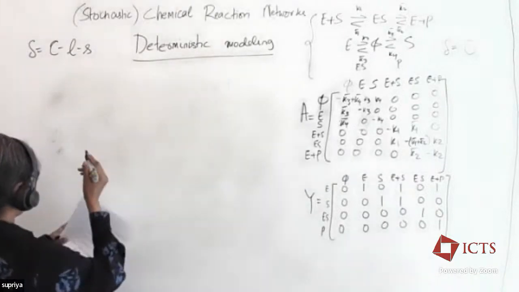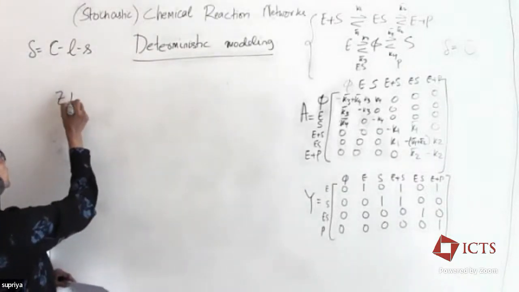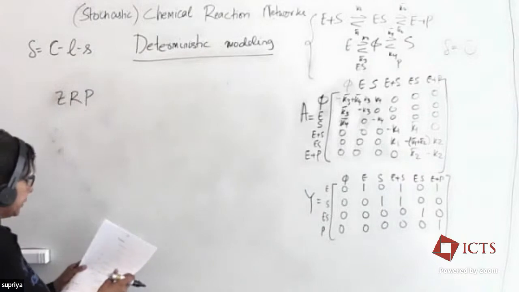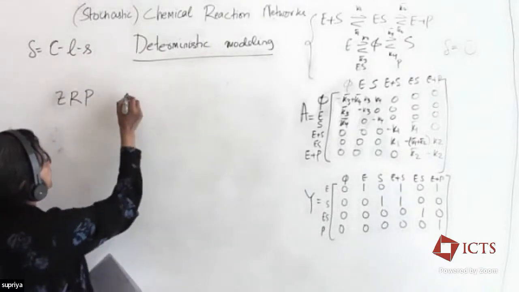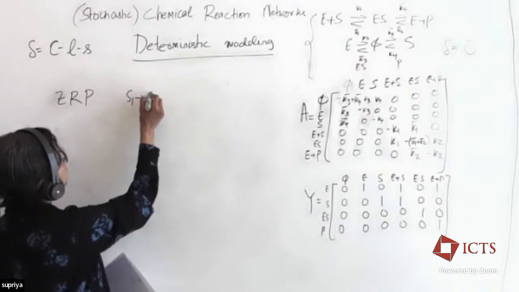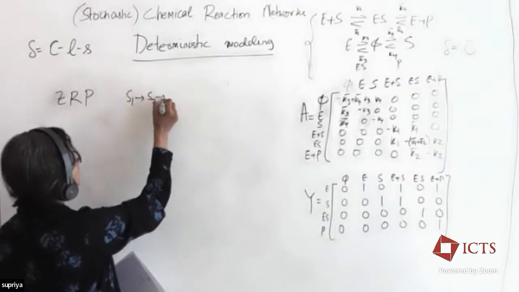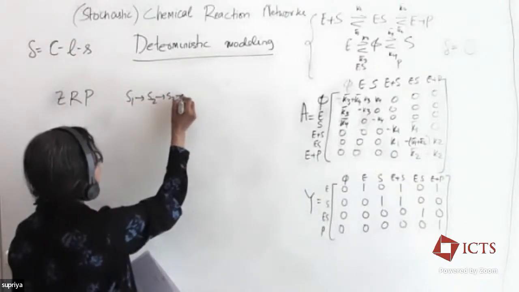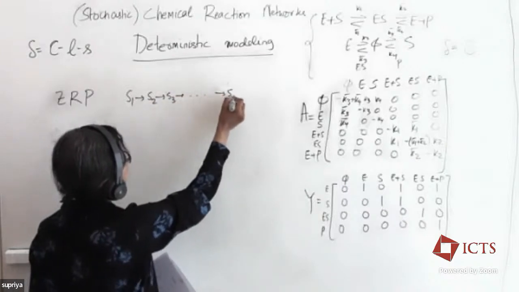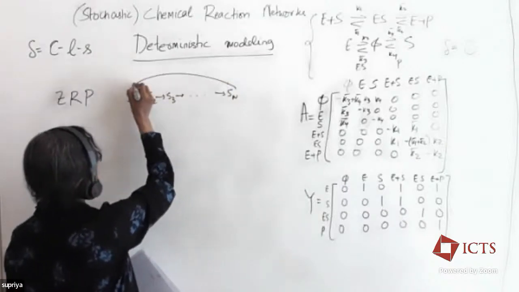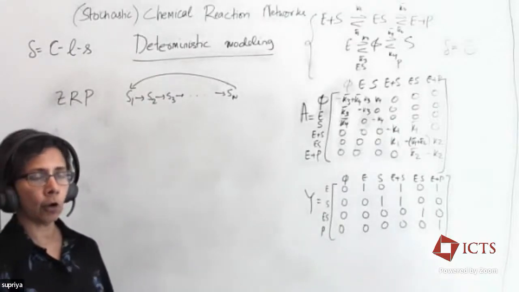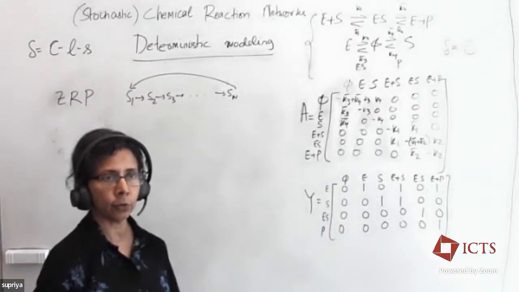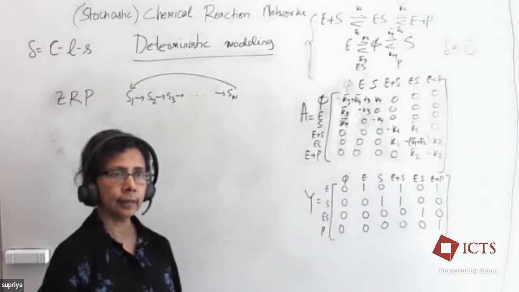So there are many, many variations on our zero range process. Let's look at one that we talked about yesterday. S1 goes to S2, goes to S3, and it keeps doing that, Sn, and Sn goes back to S1. In this particular case, the species and the complexes are the same. Okay, so that was easy.